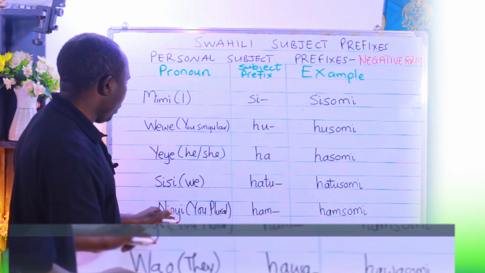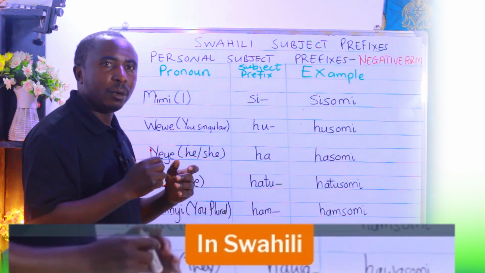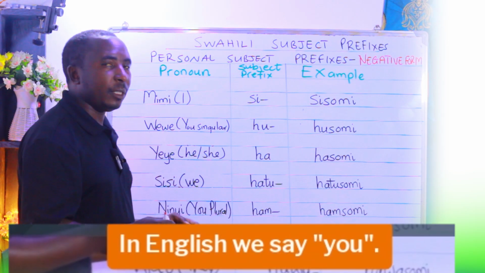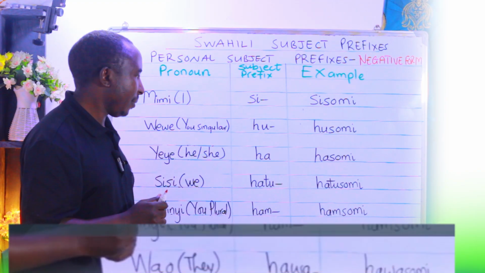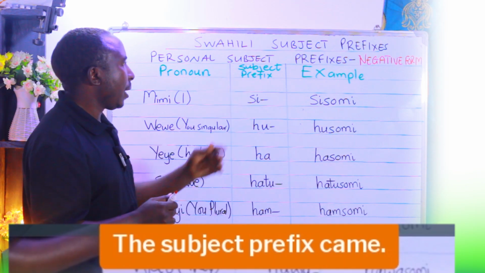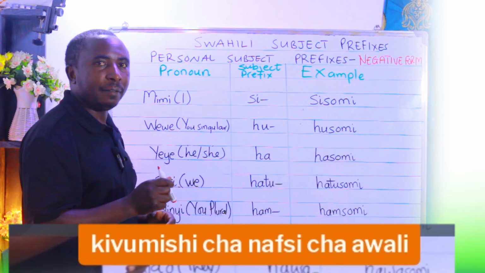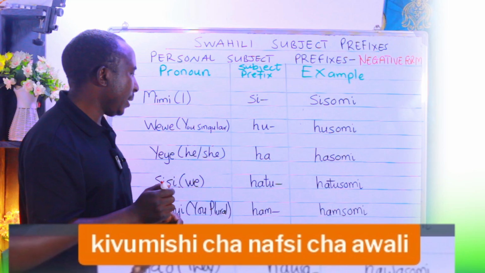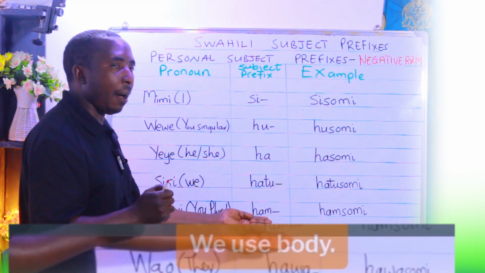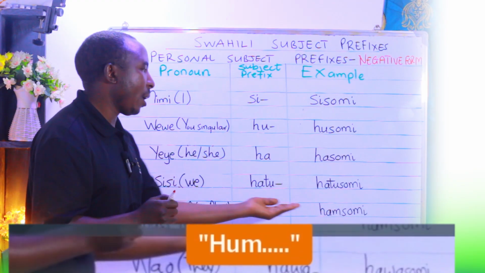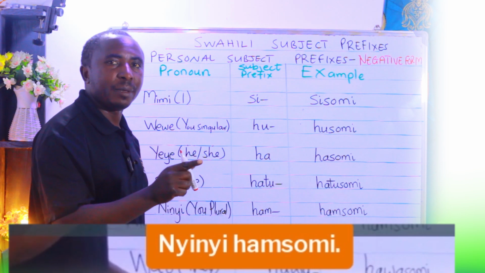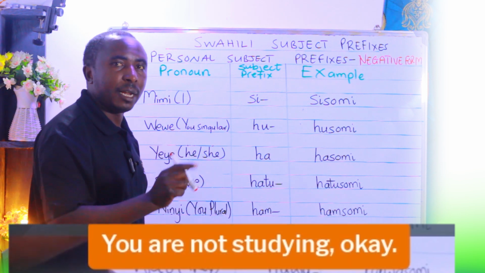Here, pronoun ninyi. In Swahili, we say ninyi. In English, we say you. The subject prefix, kiambishi cha nafsi awali, we use what? Ham. Hamsomi. Ninyi hamsomi. You are not studying.